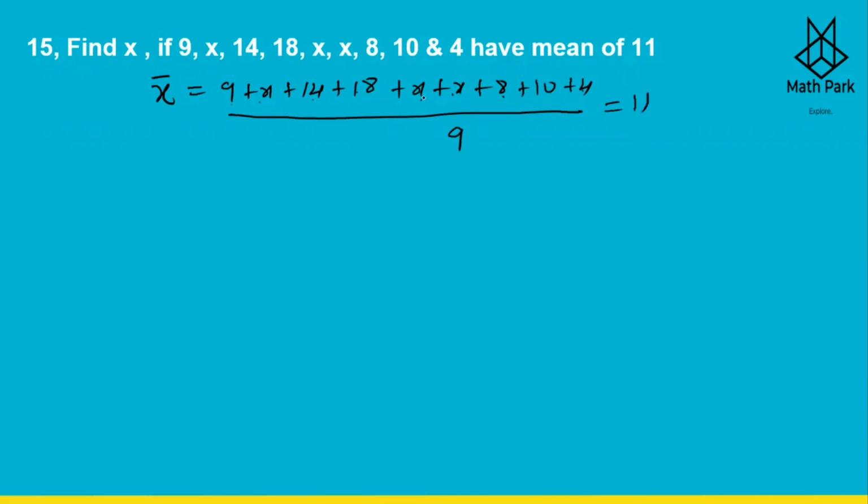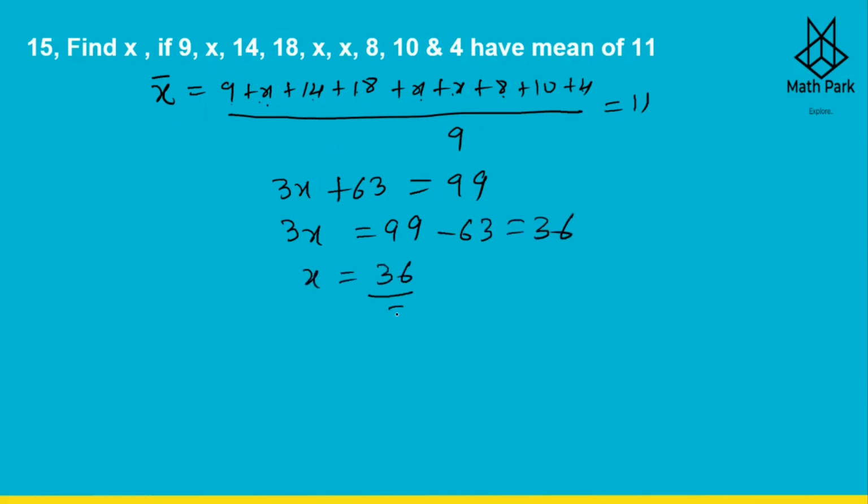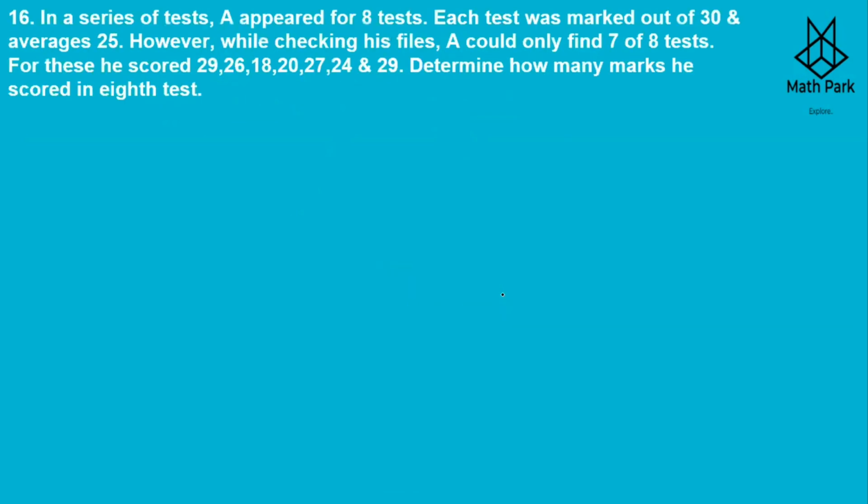And the mean is given as 11. So when we add these numbers, we get 3x, and adding all these numbers, we get 3x plus 63 is equal to 9 times 11, which is 99. So 3x is equal to 99 minus 63, which is equal to 36. So x is equal to 36 divided by 3, that is 12. Got it? Moving to the last question of the exercise.